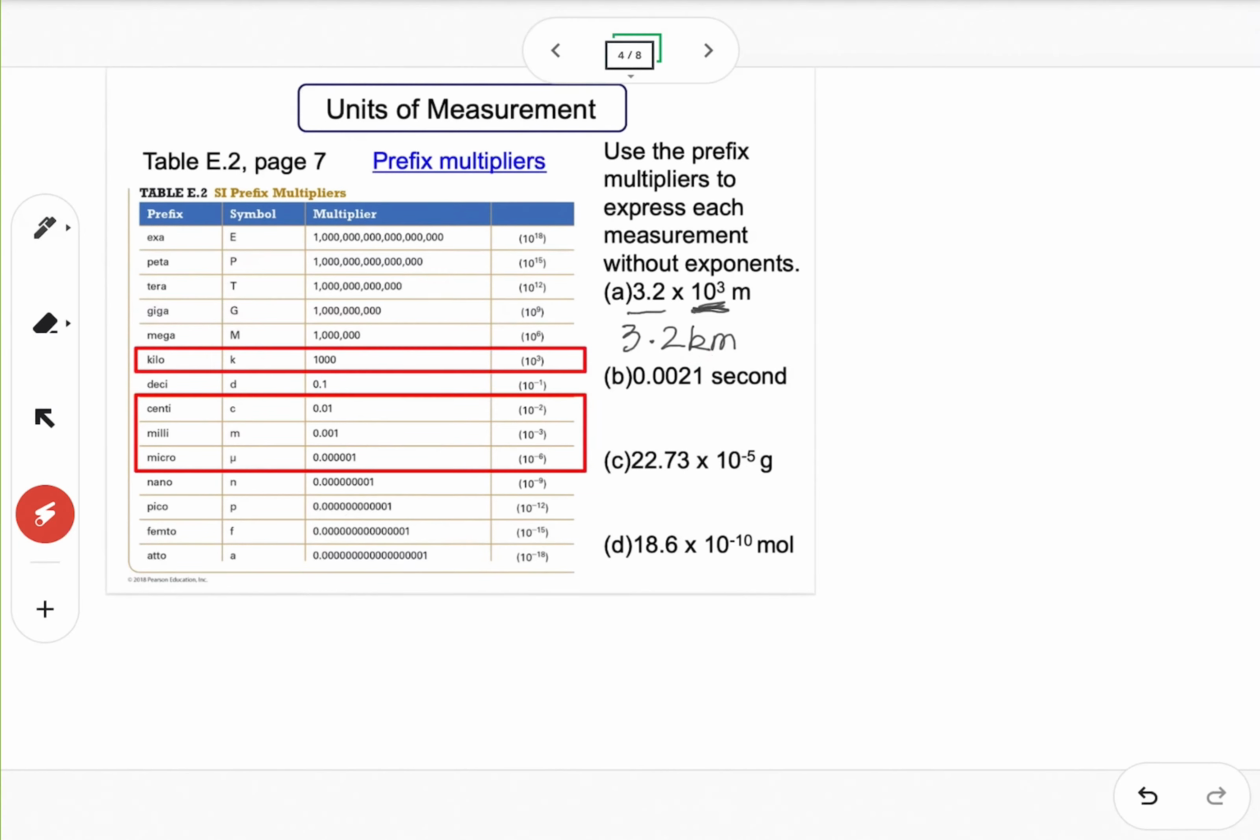Okay. Now question B. Okay, 0.0021 second. This is a small number. Now the question for problem B is, you don't see the exponent part. What we need to do is we use scientific notation to express this measurement first. Okay, let me show you.